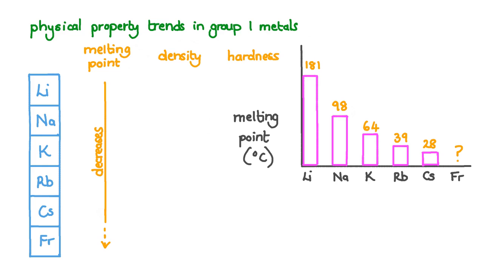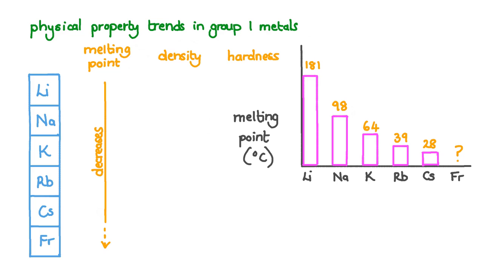What is surprising is that the melting points of the group 1 metals are, in general, much lower than the melting points of other metals on the periodic table. We now know that the melting point trend is a general decrease down the group.